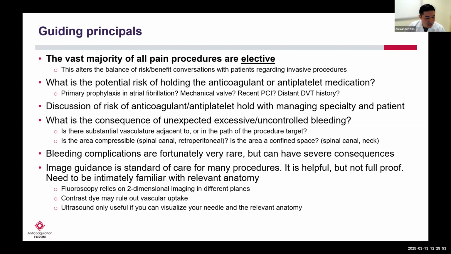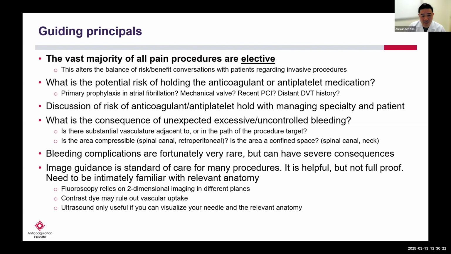And kind of the final point I wanted to introduce is that image guidance is very often the standard of care for a lot of the procedures we do. It can be X-ray guided, CT guided, ultrasound guided, and it can be extremely helpful, but it's always important to know what the limitations of image guidance are. It's not totally foolproof. It needs to be partnered with pretty intimate familiarity with the relevant anatomy with regard to any of the procedures that we're offering and doing.